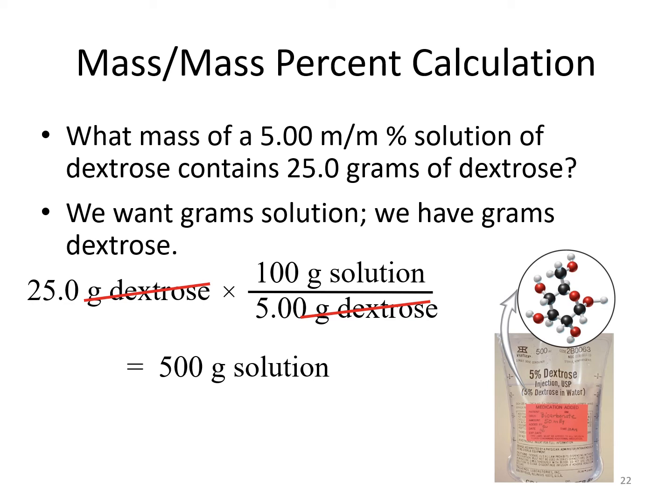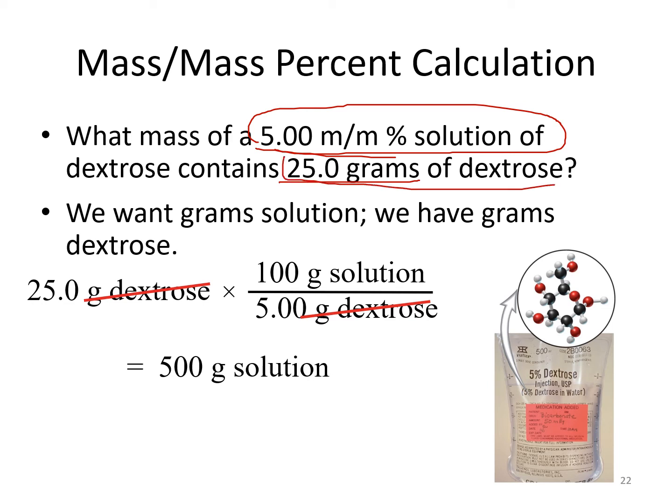So let's practice using mass percent as a conversion factor. I have a 5.00 mass percent solution of dextrose, and I want to know what mass of this solution will give me 25 grams of dextrose. Remember the questions when you're doing unit conversions. What unit do we have? We have grams of dextrose. What unit do we want? We want grams of solution. What is the relationship between those two? The relationship is this 5%.